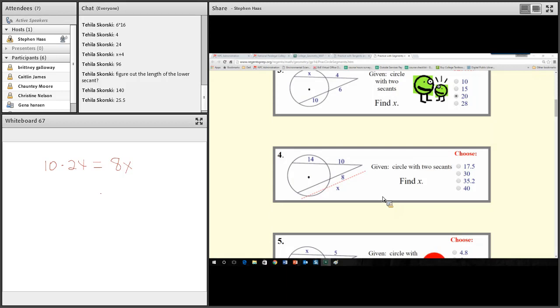So you have 10 times 24, which is 240, equals 8x. Divide each side by 8. And you have x being 30. Right? See why that is? Just multiply it out, figure out what x is here.